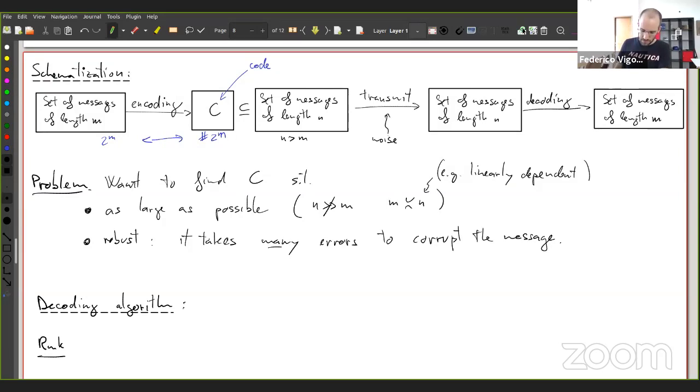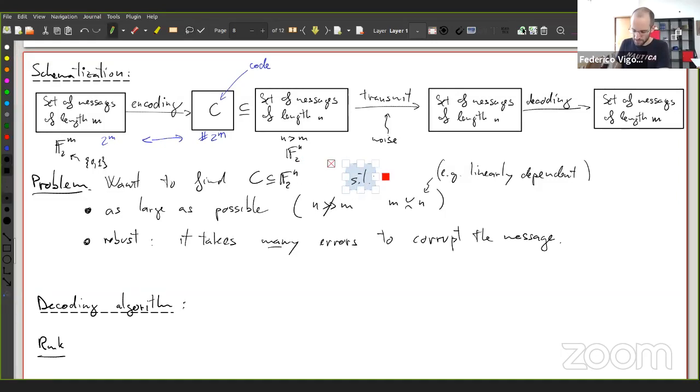And for notational convenience for later, since our messages are sets of bits and each bit is either on or off, we can identify them with elements of F2 to the m, where F2 is the field with two elements, so it is just 0, 1. And we take the m-th power. So each message is an element of F2 to the m. And again, a message of length n is an element of F2 to the n. And so the code C will be some subset of F2 to the n of cardinality 2 to the m.